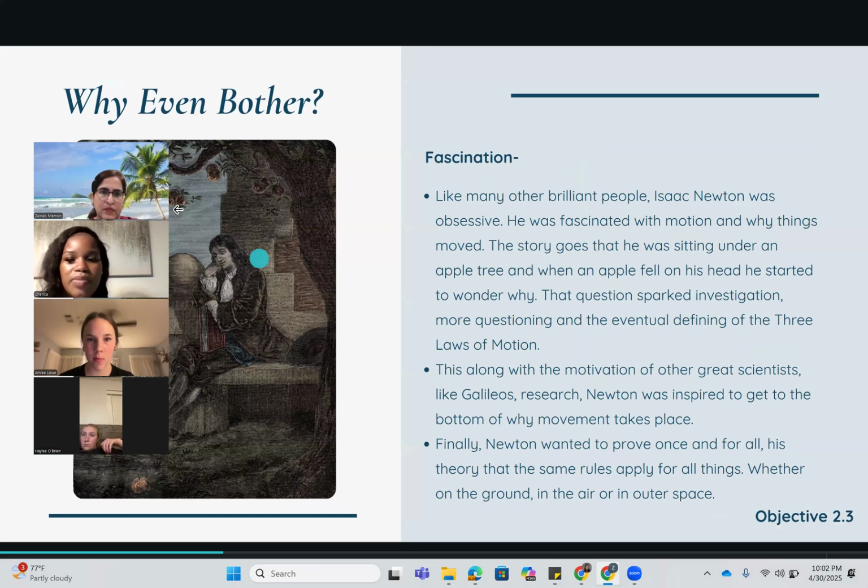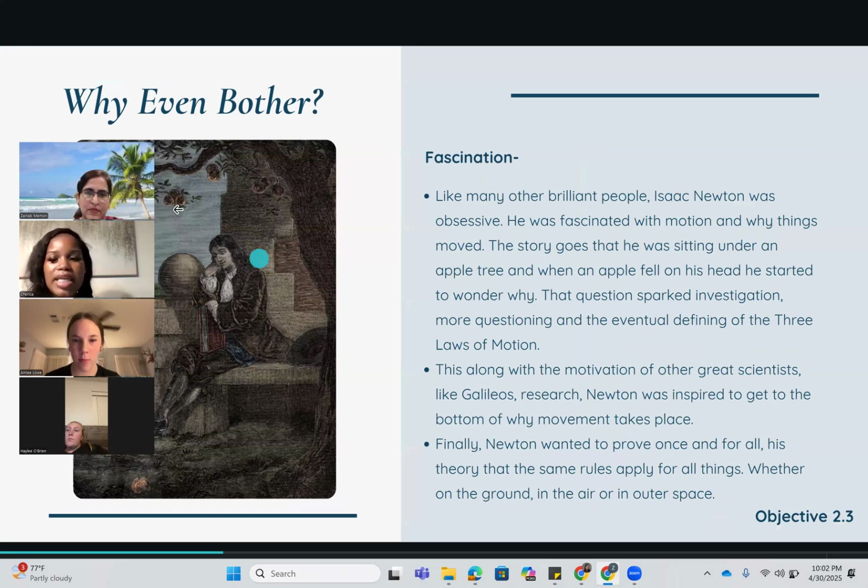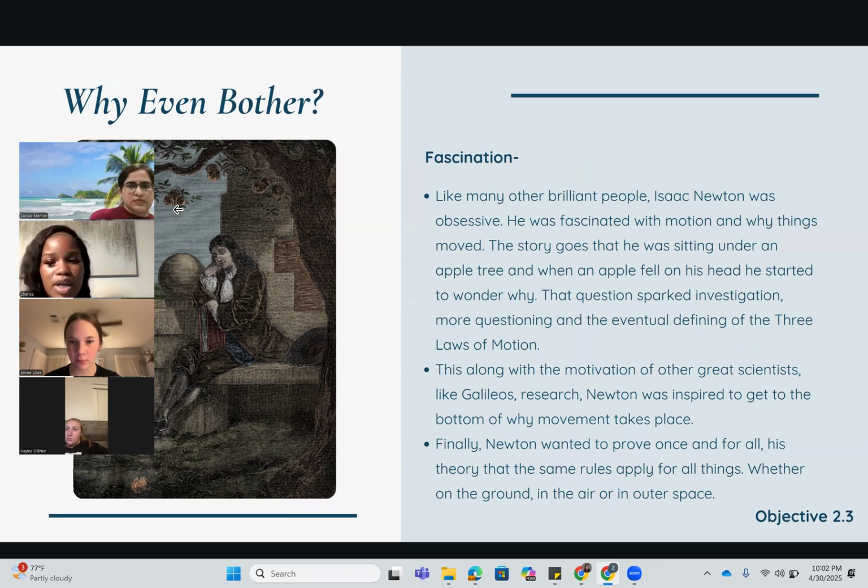Why even bother? Fascination. Like many other brilliant people, Isaac Newton was obsessive. He was fascinated with motion and why things moved. The story goes that he was sitting under an apple tree, and when an apple fell on his head, he started to wonder why. That question sparked investigation, more questioning, and the eventual defining of the three laws of motion.